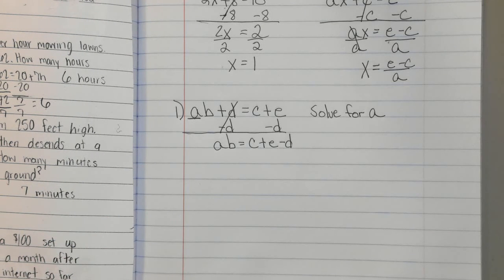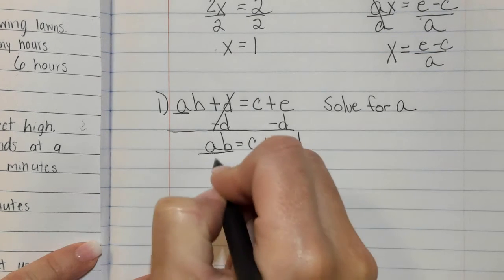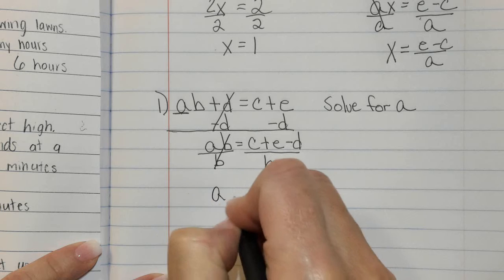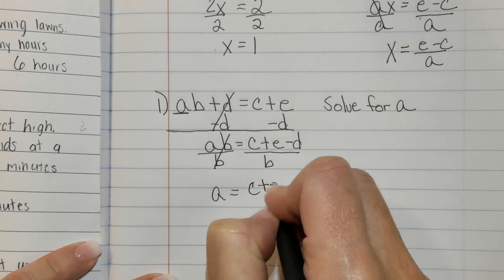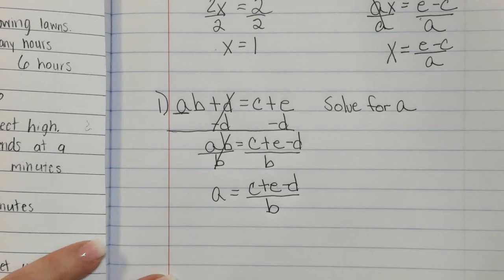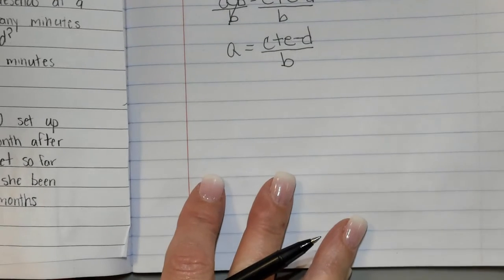Okay. And then I still need A by itself, so what do I need to do? Divide by the B. All right. So that's gone. So I have A equals C plus E minus D over B. That's it. So that's not too bad, is it? You just gotta keep up with what you're doing. Just work it backwards.